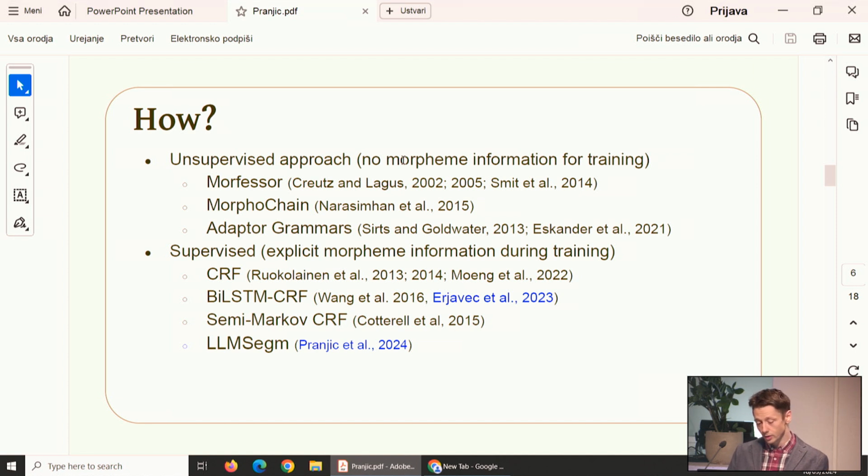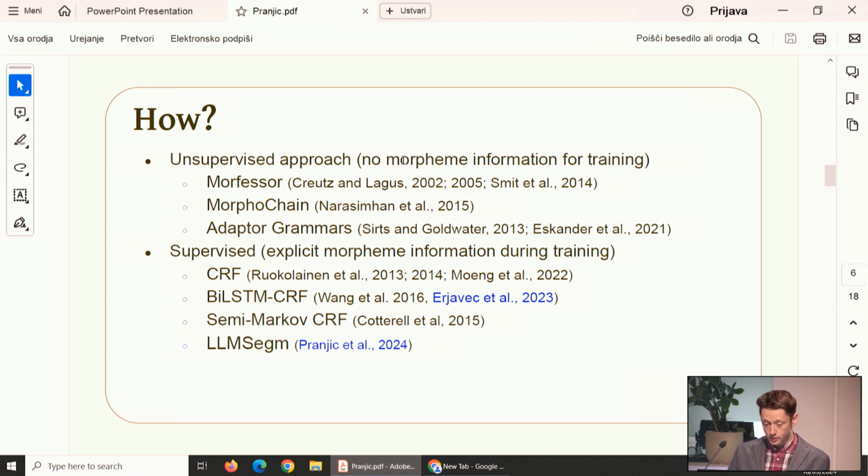For this supervised approach, where we have some morpheme information, up until this year, all of the systems relied basically on the same technique, on CRF, or conditional random fields. Although it's a slightly older method relative to the development of models in computer science, all of them are still used. For example, this BLSTM approach was also used in our work last year.